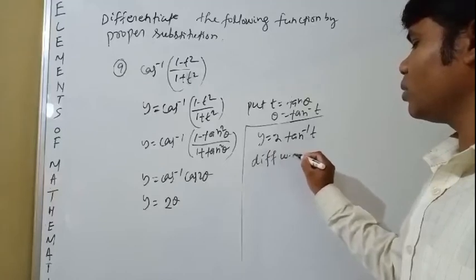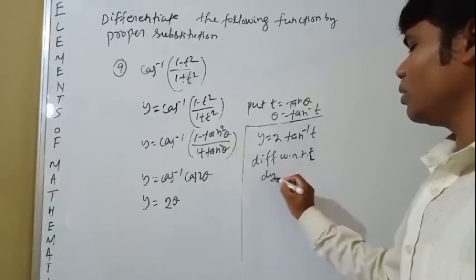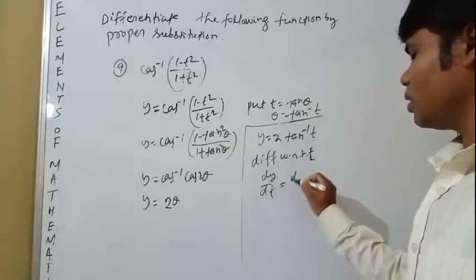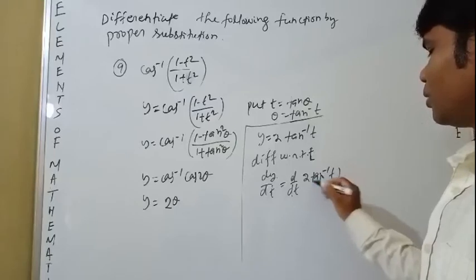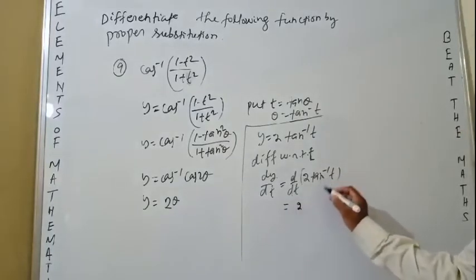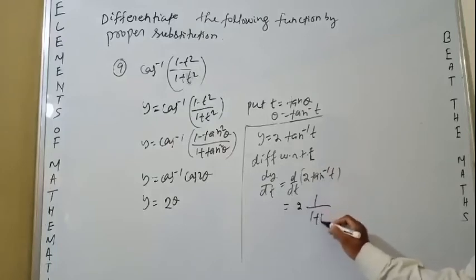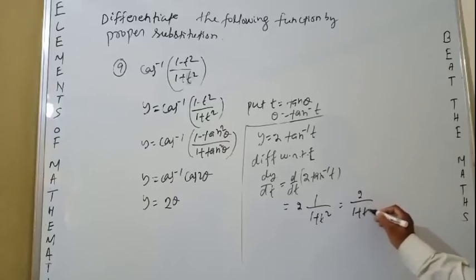Differentiate with respect to t. dy by dt is equal to d by dt of 2 tan inverse t, is equal to 2 times the derivative of tan inverse t, that is 1 by 1 plus t square, is equal to 2 by 1 plus t square. Pause the video, note it down.